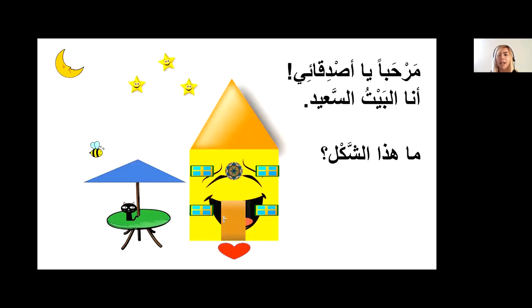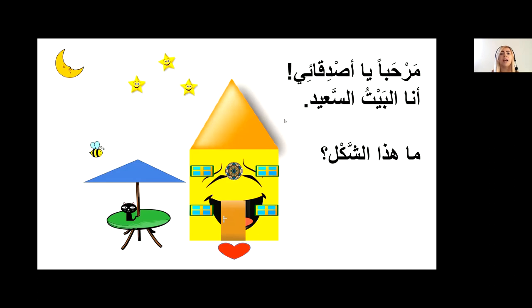Now we're going to play a game. مرحبا يا أصدقائي, أنا البيت السعيد. Hello my friends, I'm the happy house. سعيد means happy. And you might know عيد سعيد, happy عيد. So أنا البيت السعيد, I'm the happy house. You can help me find the shapes. I'm going to ask you, ما هذا الشكل? What's this shape? So ما هذا الشكل?